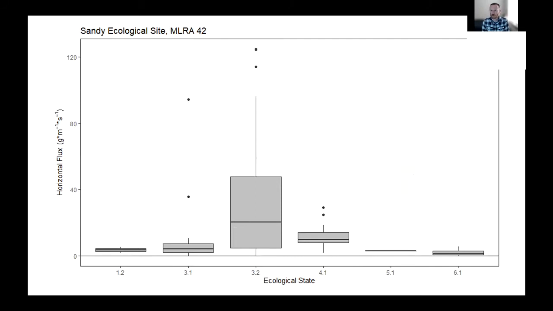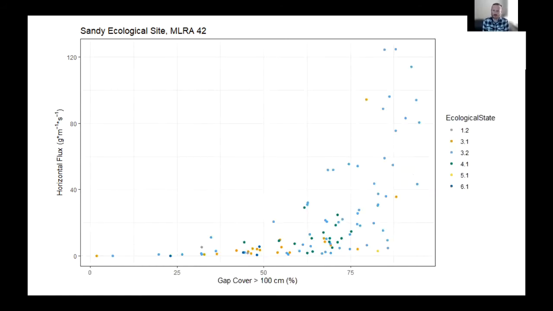So this figure shows how the ecological state and horizontal flux from the Arrow model are related. For the Sandy site, state 3.2 seems to be at the most risk of wind erosion. Here I'm showing gap cover greater than 100 centimeters along with horizontal flux and their relationship, with the colors here representing the ecological state. Again, state 3.2 appears to show the highest erosion potential.